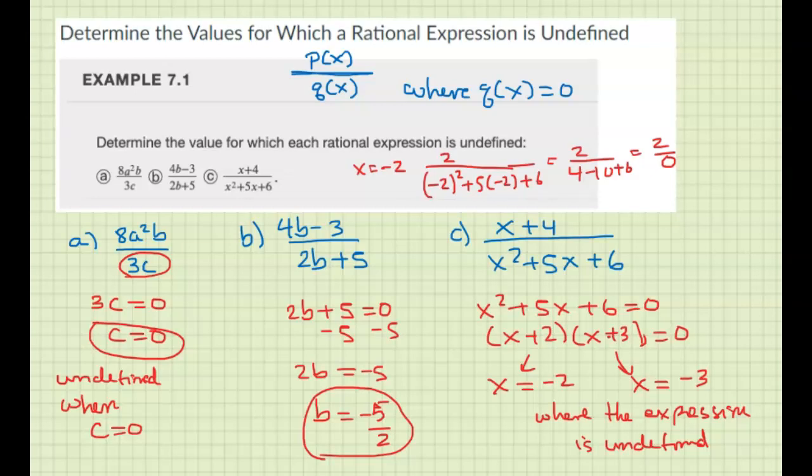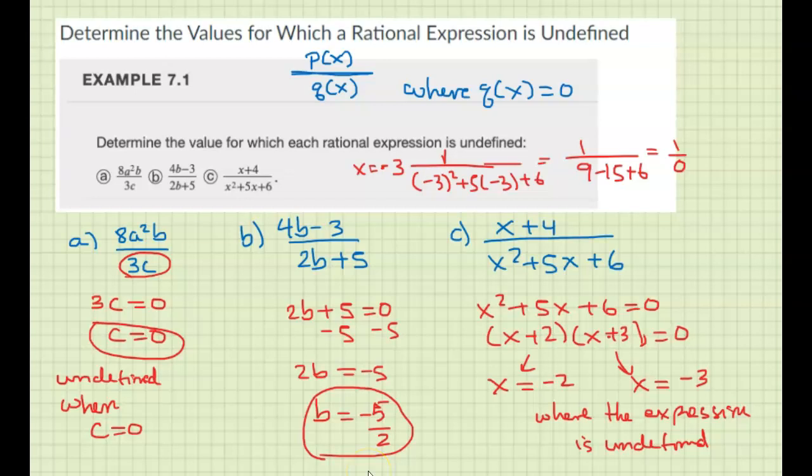Alright, let's check negative 3. This tells me negative 3 is a problem also. So if I plug in x equals negative 3, negative 3 plus 4 is 1. Negative 3 squared plus 5 times negative 3 plus 6. 1 over 9 minus 15 plus 6 is 1 over 0. So that also makes division by 0.